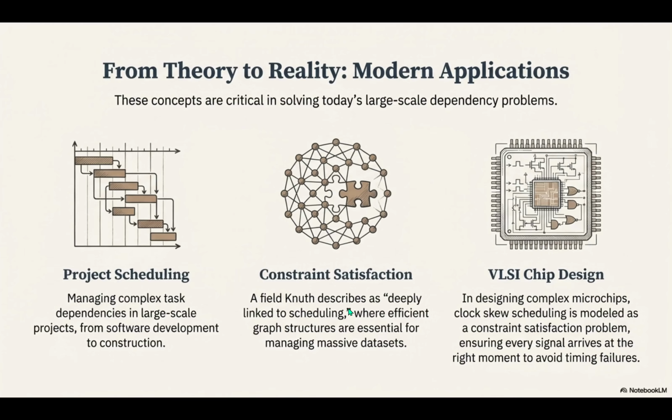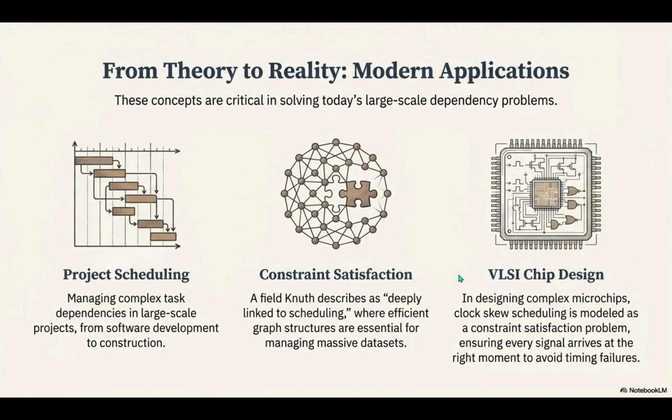So this brings us back to the real-world applications for you, the listener. It's not just about project scheduling for construction or software. This stuff is absolutely central to designing VLSI chips. A perfect high-stakes example. The sources talk about clock skew scheduling. You can think of the pathways on a microchip as an impossibly complex subway map. And the electrical signals are the trains, moving at nearly the speed of light. Precisely. And every train, every signal, has to arrive at its station at the exact right moment to avoid a timing failure, a collision.